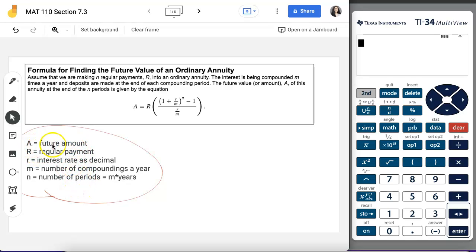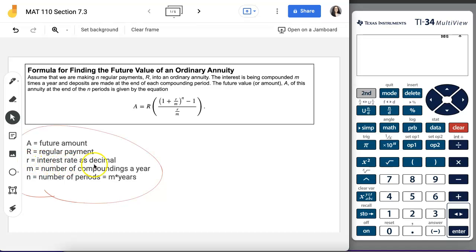So A is the future amount of the account of the annuity. R is the amount that's being invested in a regular payment. Usually that's a monthly payment, but it doesn't have to be. It could be weekly or something like that. But it's just a regular investment in dollars.